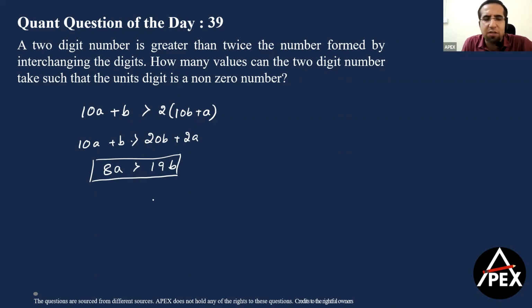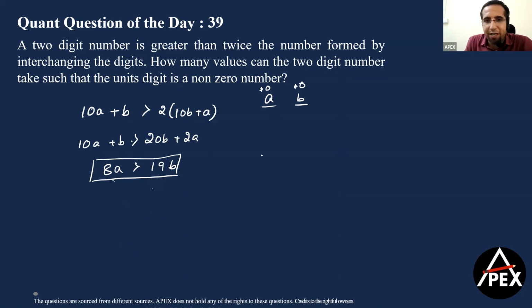And the question says if the unit digit is a non-zero number. So we have to satisfy this condition. A and B are digits. A cannot be 0. And the question says B also cannot be 0. Now the question is asking how many such values can the two-digit number take? So what we can easily do is write A is greater than 19B by 8. Clear? And 19B by 8 becomes, 8 2s are 16, 2 point something. That means A is greater than 2B.